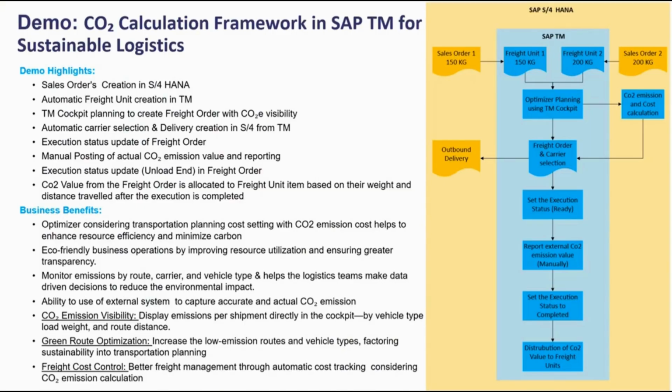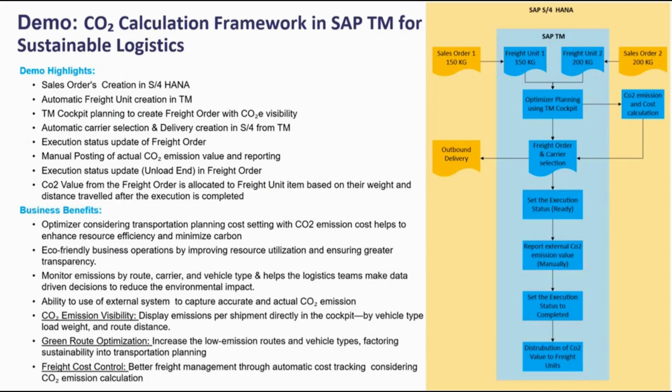And then we will set the freight order into execution, and set it to completed by reporting the last expected event. And we will also showcase how the CO2 value calculated is distributed across different freight units and subsequently to the sales order and material. In this way, we can trace the CO2 emission per sales order or deliveries or per material in a shipment.